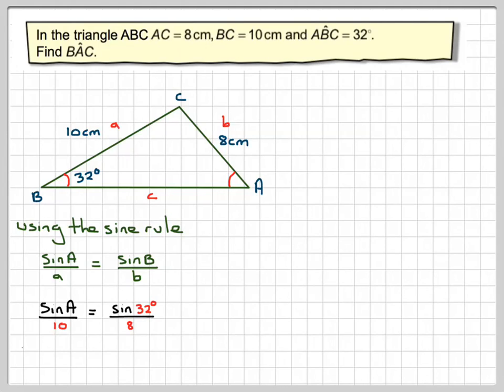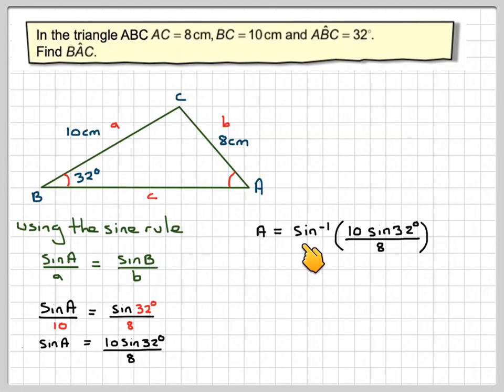So let's just have a look. Sine A over 10 is equal to sine of 32 over 8. That's okay. Therefore, sine A is going to be equal to 10, bring that 10 up here, sine 32 over 8. And therefore, if I want to find A in one go, I'm going to do sine to the minus 1 of 10 sine 32 over 8.